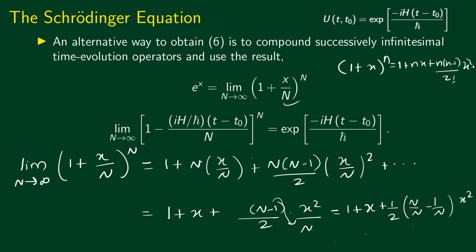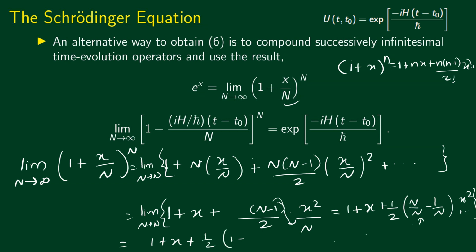Of course, we have to take the limit n tends to infinity. We are doing this in the limit n tends to infinity. There are other terms which we don't include here, that's all. So this is equal to 1 plus x plus, half n divided by n is 1 by 2, 1 minus 1 by n, x square plus etc., plus the higher order terms.